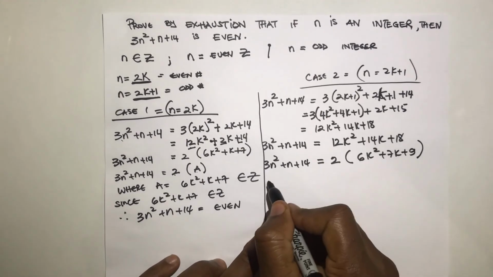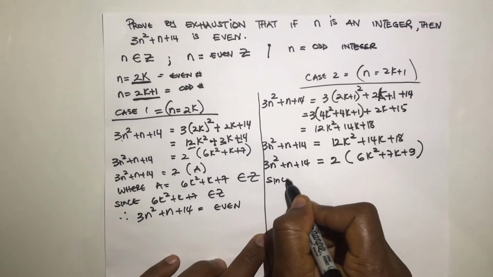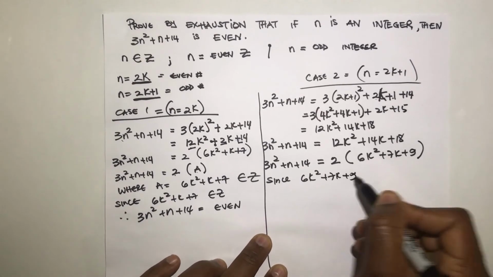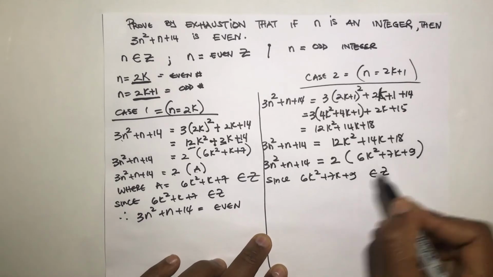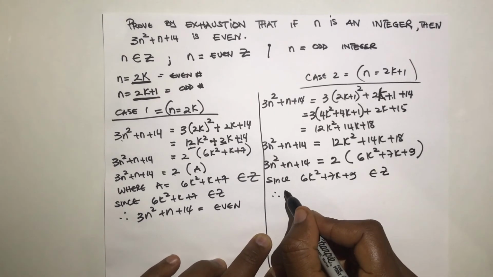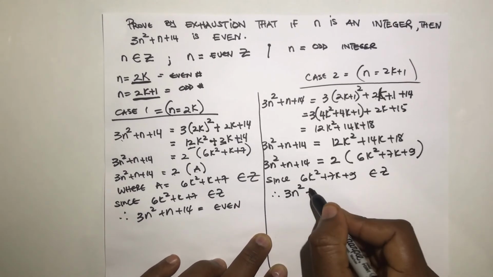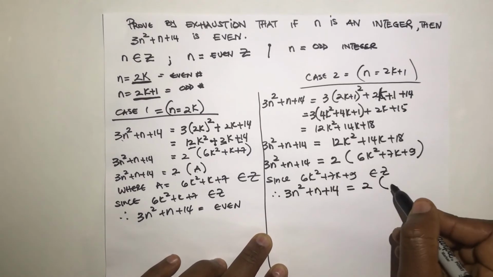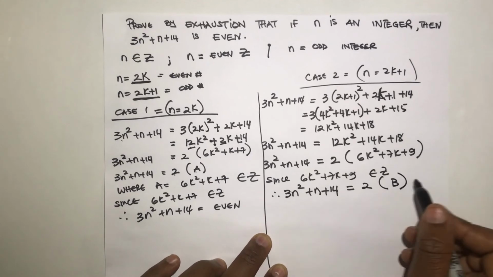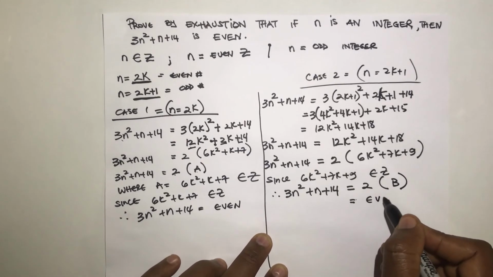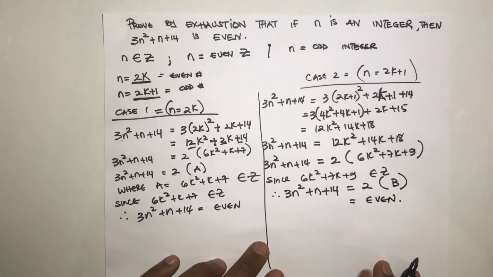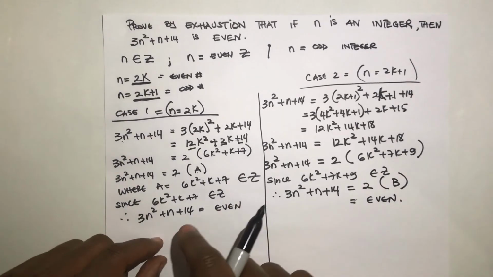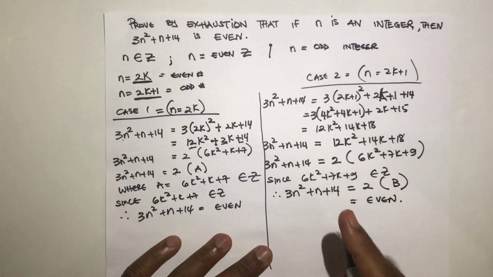Therefore, since 6k squared plus 7k plus 9 is an integer, therefore 3n squared plus n plus 14 is 2 times an integer, we'll call it b this time, which is indeed even. So when you look at both cases, you realize that both cases prove true.